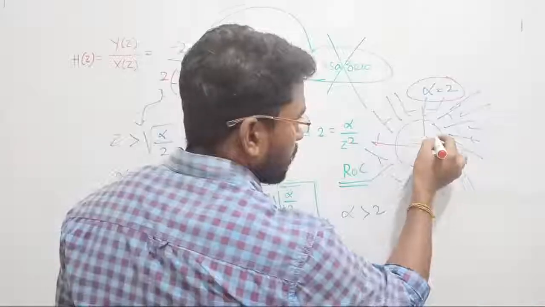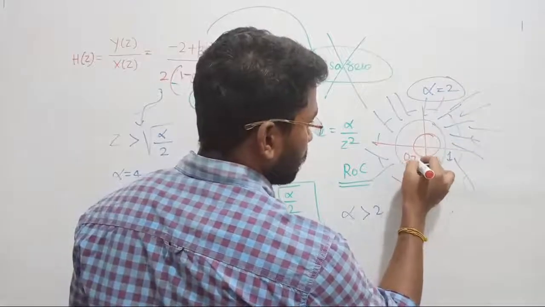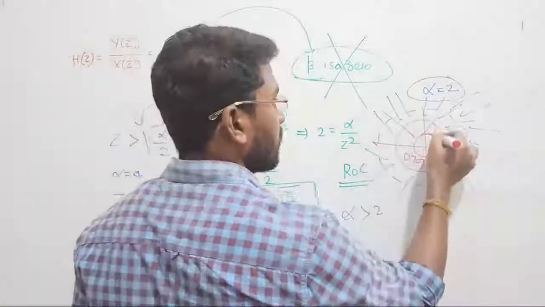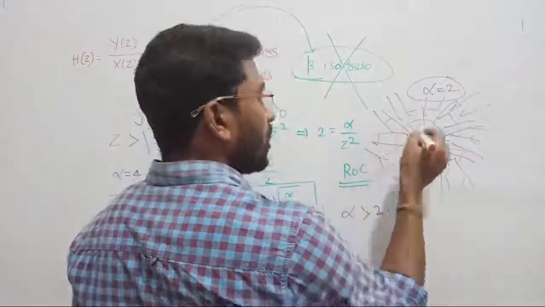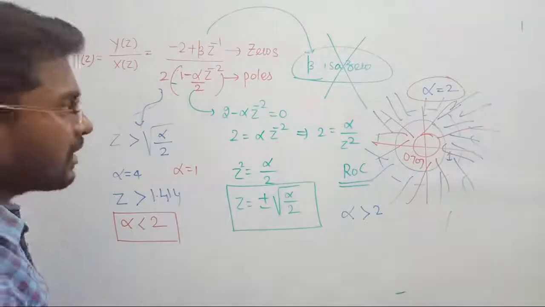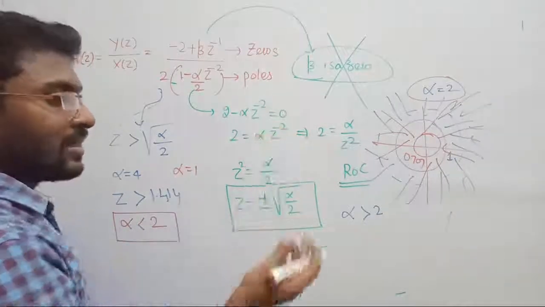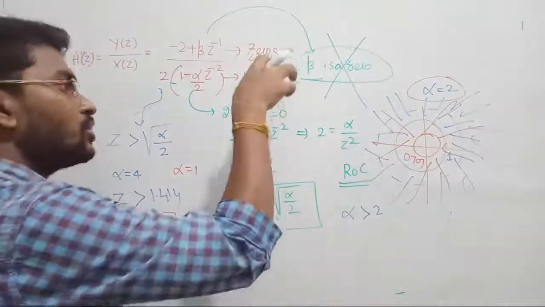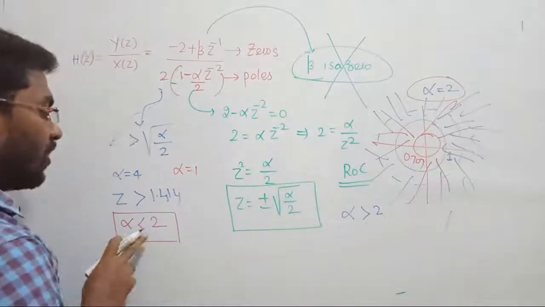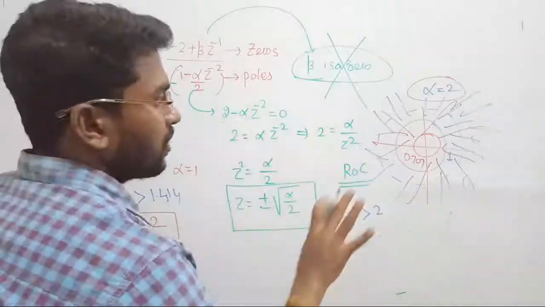Such that your circle will start, that is, your ROC will start. It has to be greater than 0.707, right? So the ROC will start from 0.707. See that now the unit circle lies within the ROC, so the system is going to be stable. So the finalized conclusion: beta does not show its contribution in the stability of the system, whereas if the value of alpha is less than 2, then the system is going to be stable.